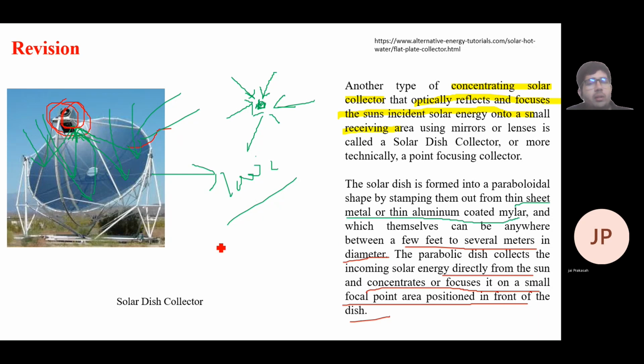The small focal point will be your target area. So here you can put your water tubes in which you want to heat water, or anything which you want to heat. So you can put it at this focus point. All the impinging solar radiation on this solar dish will be concentrating on this particular point and you will get the required high temperature.